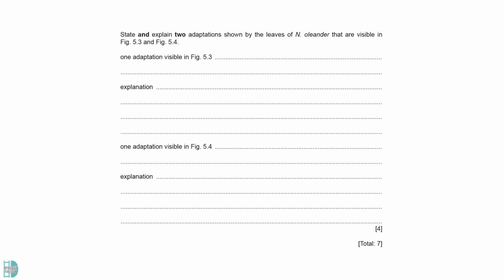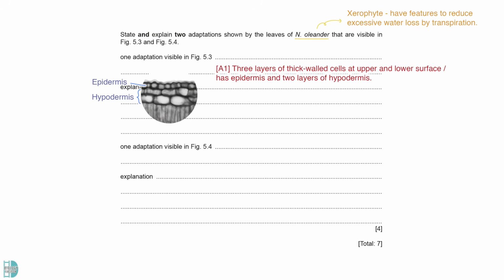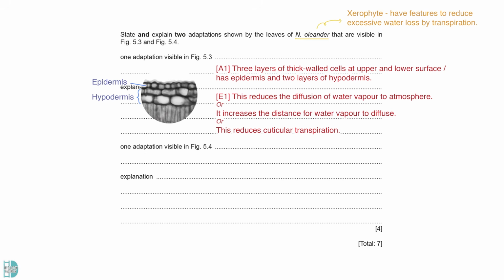You are asked to state and explain two adaptations of the leaves. Note that your answer must be something that can be seen in the figures. Oleander is a xerophyte. These features help them to reduce excessive water loss by transpiration. In figure 5.3, we can see 3 layers of thick wall cells at the upper and lower epidermis. The extra layers are hypodermis. They increase the distance of water vapor to diffuse, reducing the rate of cuticular transpiration.